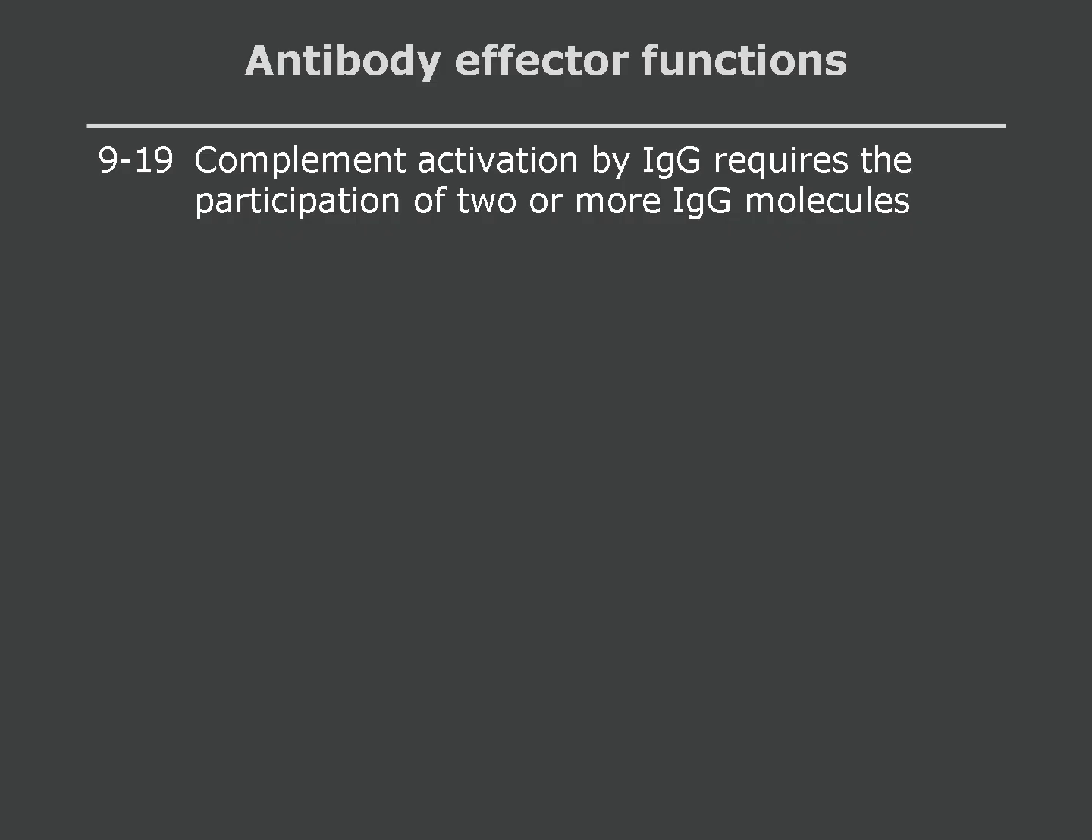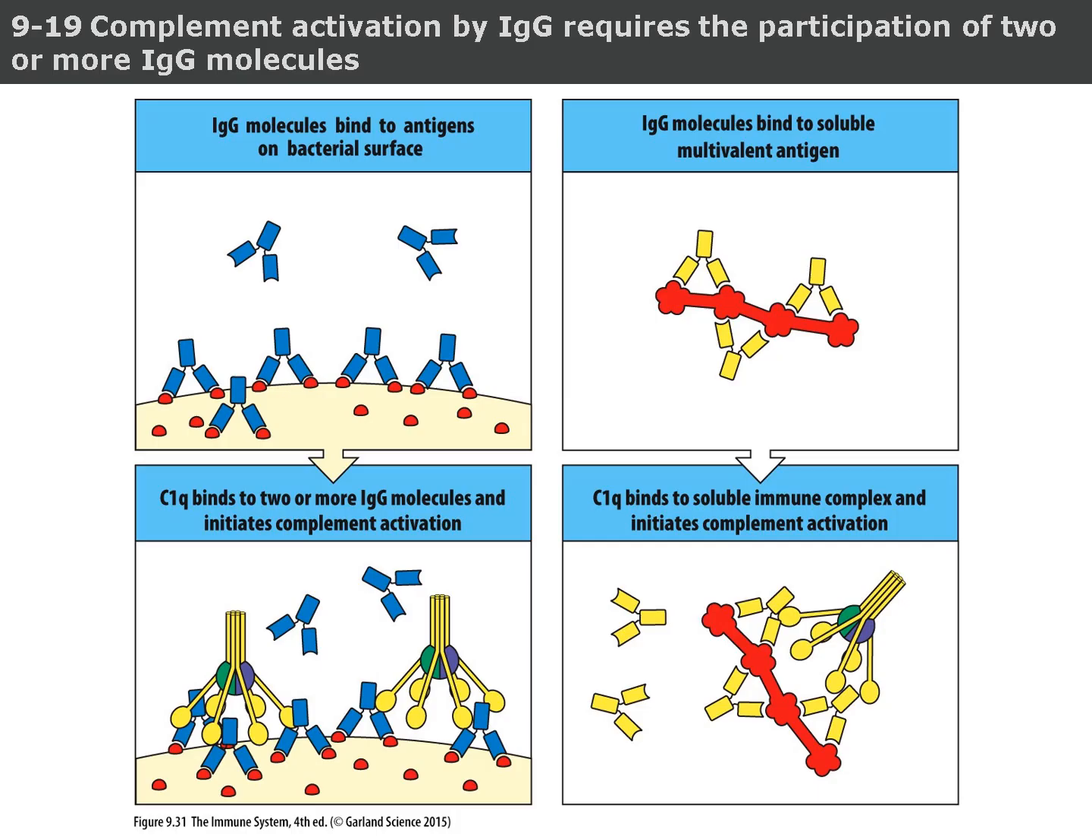Complement activation by IgE requires the participation of two or more IgE molecules. This figure shows how IgE activates complement, but only when two or more IgE molecules are brought together by antigen binding. On the left, IgE antibodies bind to antigens on a bacterial surface. When enough antibodies are closely spaced, they provide a platform for C1q to bind. This clustering triggers the classical complement pathway, leading to pathogen destruction.